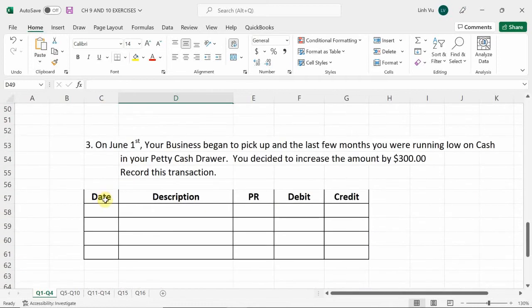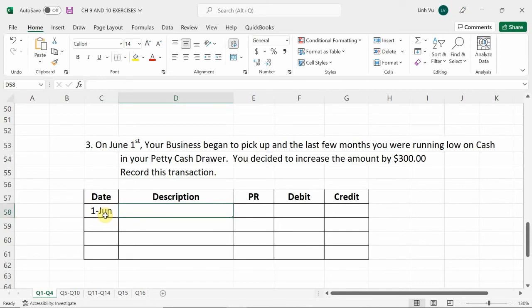Number 3, on June 1st, your business began to pick up, and in the last few months you were running low in the petty cash drawer. So of course you decided to increase the amount by $300. Okay, so how do I record this transaction? I need to increase my petty cash drawer. So how do I do that?